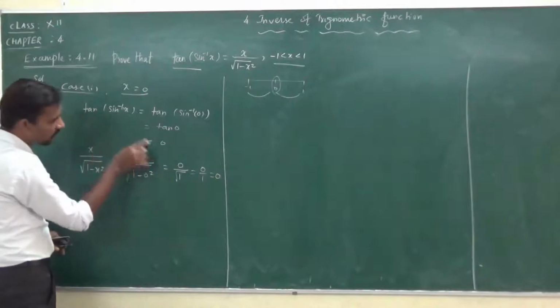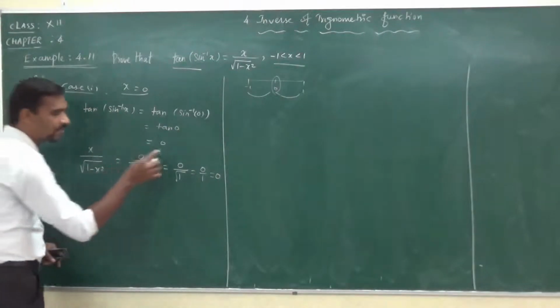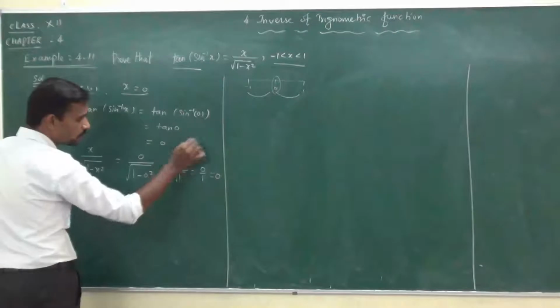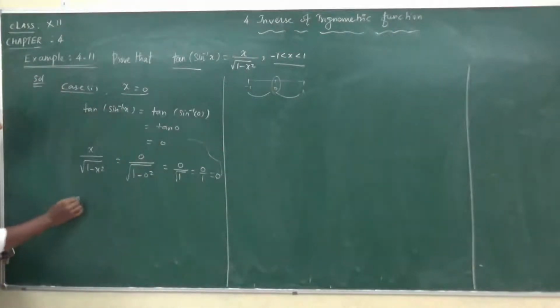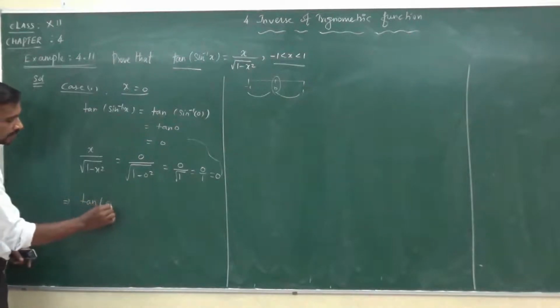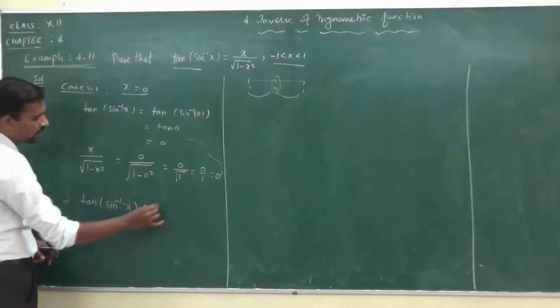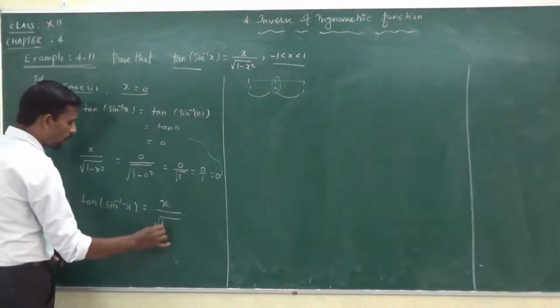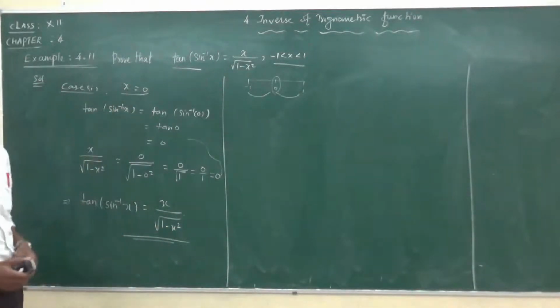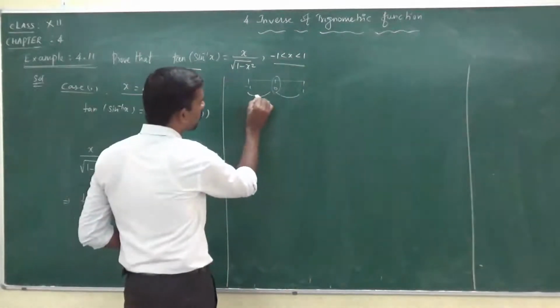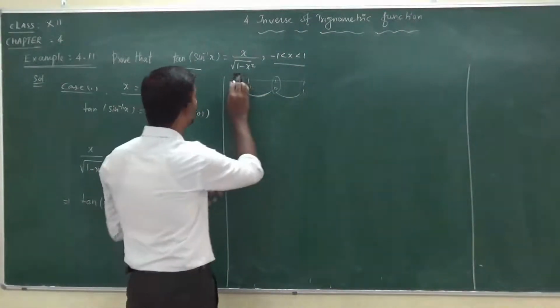So tan of sin inverse of x is equal to 0, and x divided by root of 1 minus x square is also 0. These two are equal, which implies tan of sin inverse of x is equal to x divided by root of 1 minus x square. This is the proof for x equal to 0. Next, I am going to take the interval minus 1 to 0. This is case 2.